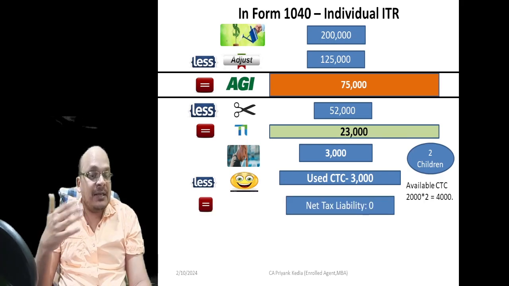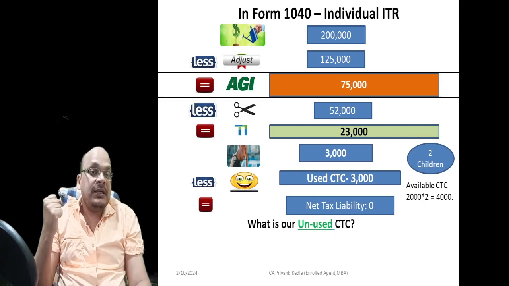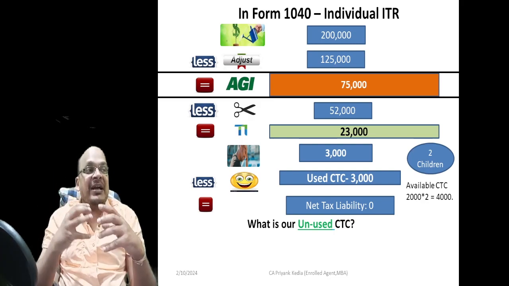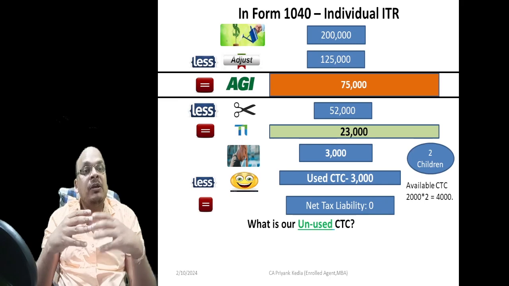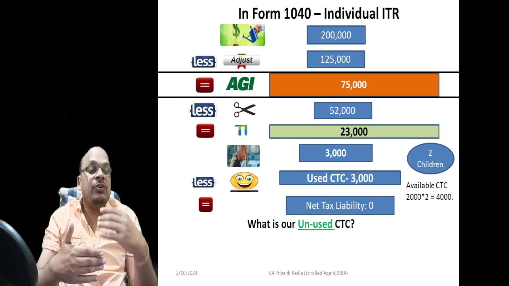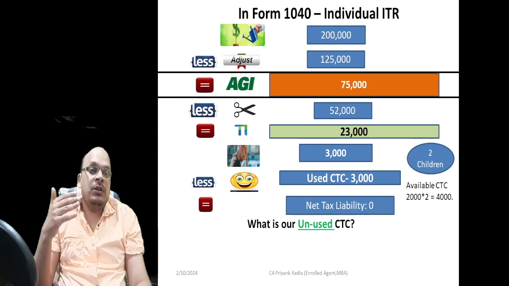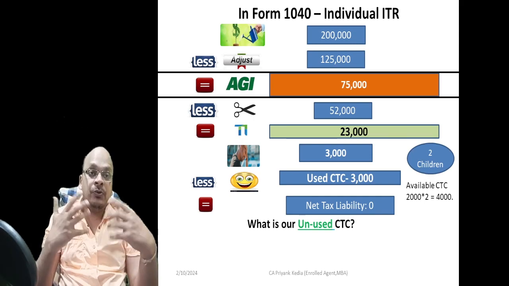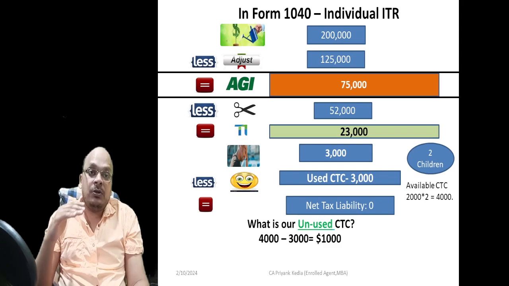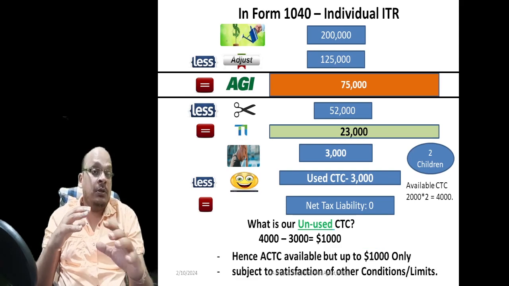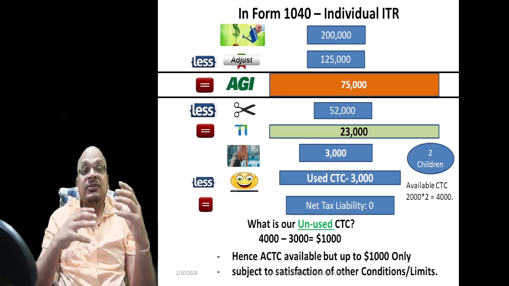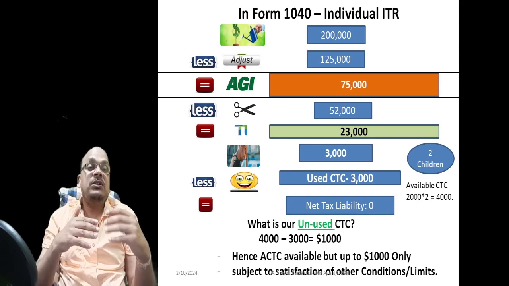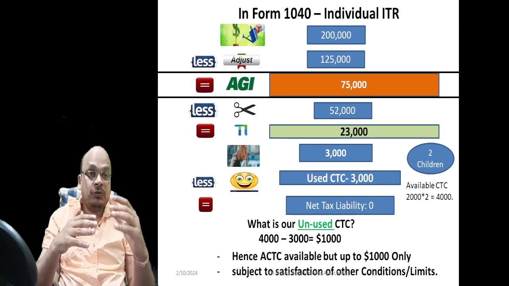Now the question arises again, what is our unused child tax credit? You can see the maximum available was $4,000, but he was able to utilize only $3,000. Therefore, the available unused child tax credit, which he was not able to utilize, is $1,000. But the question is, is he eligible for the complete $1,000 refund? No, the answer is no.